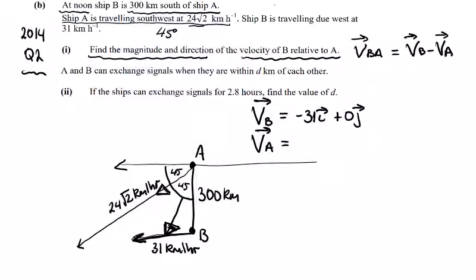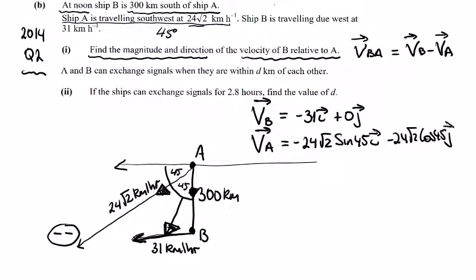Sorry, I'm using the wrong line to get my j vector, along where it says 300 here. So we have, and what direction is it going? Minus, minus. So we have minus 24 root 2 sine 45 in the i direction, minus 24 root 2 cos 45 in the j direction. And sine of 45 is 1 over root 2. So the root 2's cancel, and we're just going to end up with minus 24 in the i direction, minus 24 in the j direction for the velocity of A.